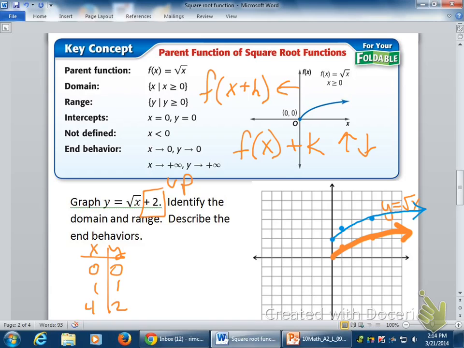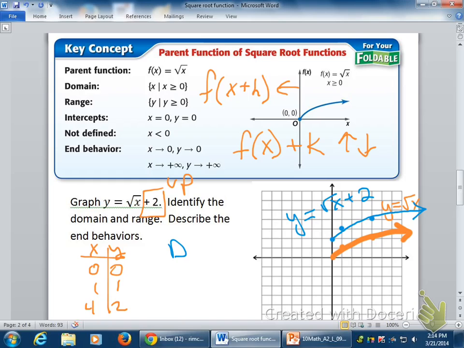And my blue function is y equals square root of x plus 2. Notice the plus 2 is on the outside, right? Okay, so we're just using our transformations of functions like we did the first week of school. Talk to me about domain and range.